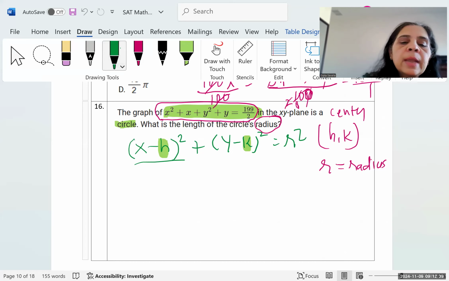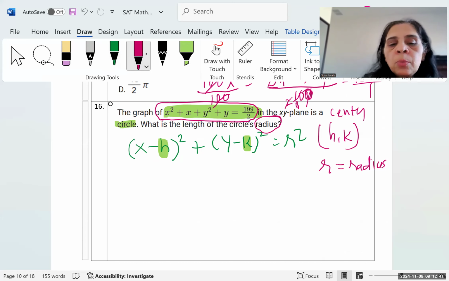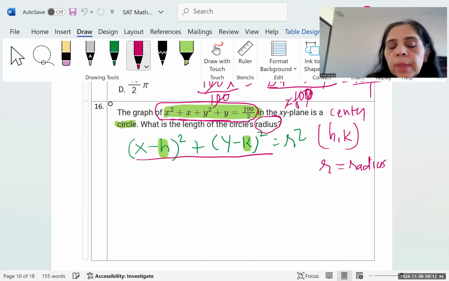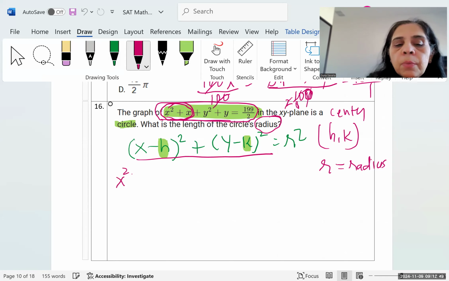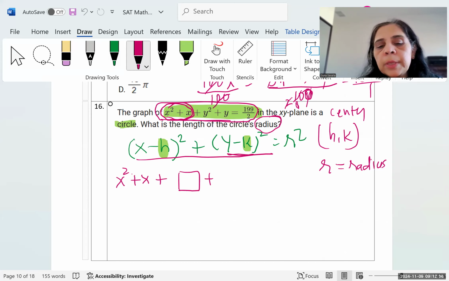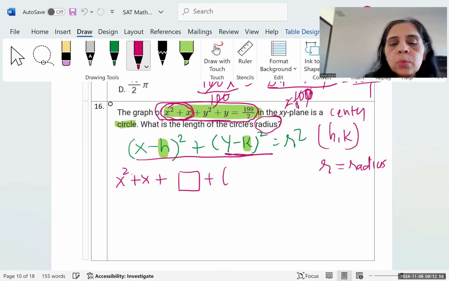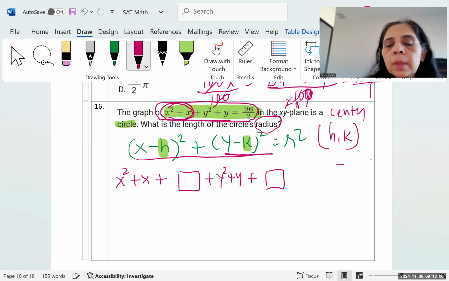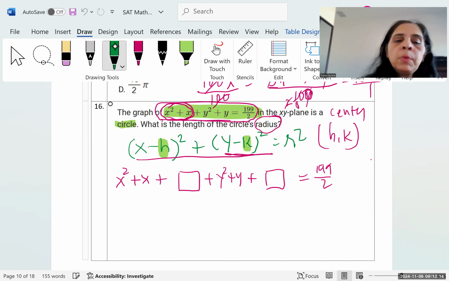Let me show you the strategy, how you can do it. We have to make this equation in this form, right? So I will just write down the x squared part first, and I have to add something here. Then the y squared, we will write down all the y terms. And we have 199 over 2. All right, so we have the equation.